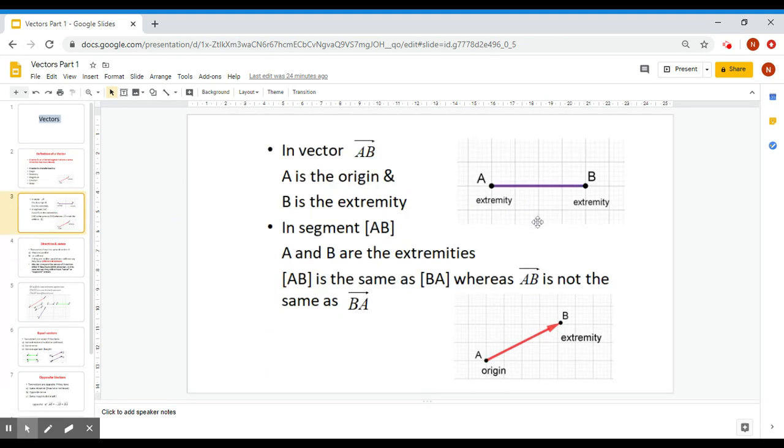Now here is a little bit of difference between the segment and a vector. So the segment has two extremities, A and B. The vector has one origin, one extremity. They both have magnitude or length, but when I name a vector, vector AB is different than vector BA, whereas segment AB is the same as segment BA.